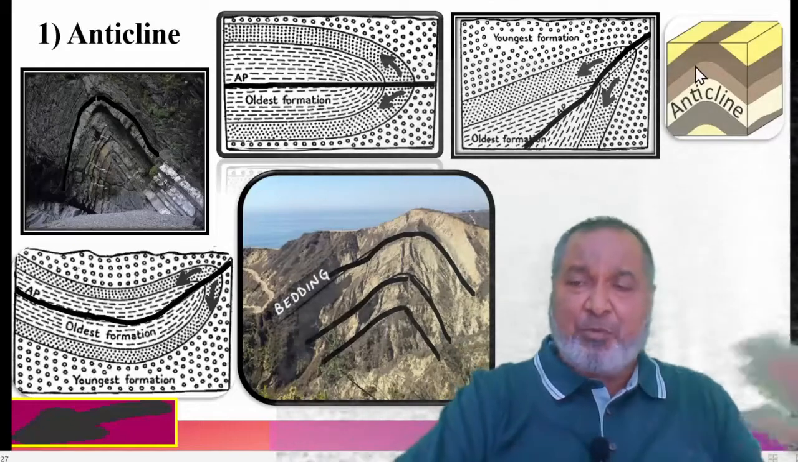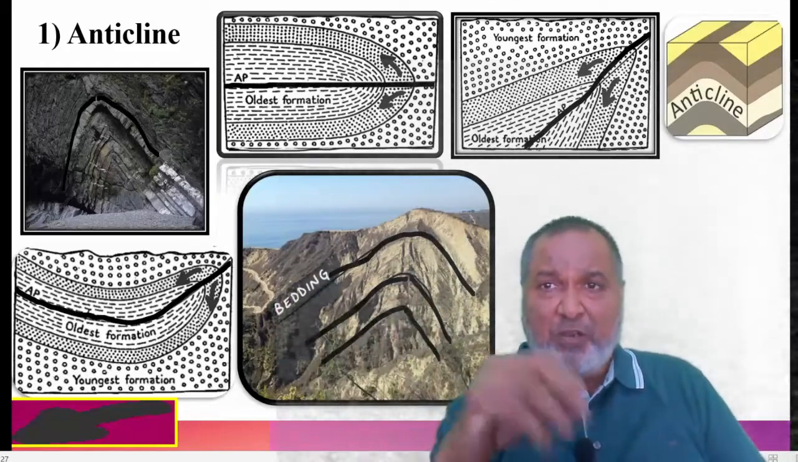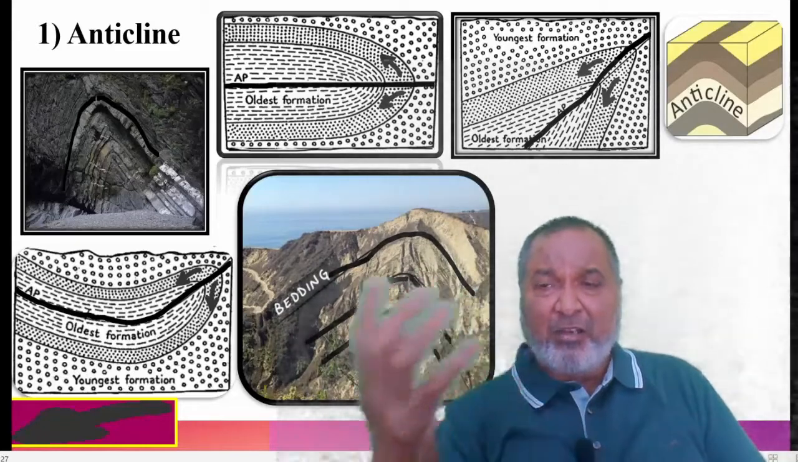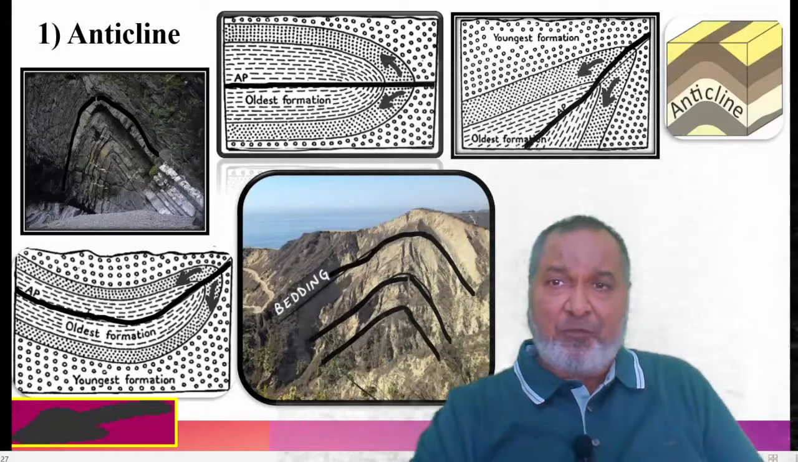Yes, this is anticline, and here we have again a block diagram. So anti means opposite. The limbs are dipping in the opposite direction. Older formation at the center, younger formation at the periphery. It is upward arching or upward convex.